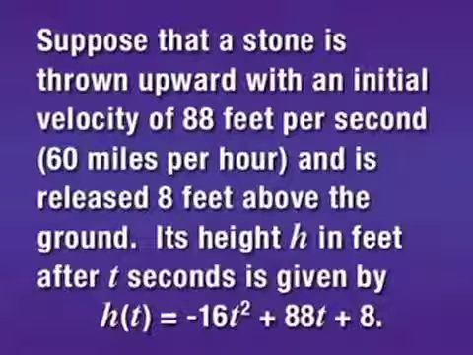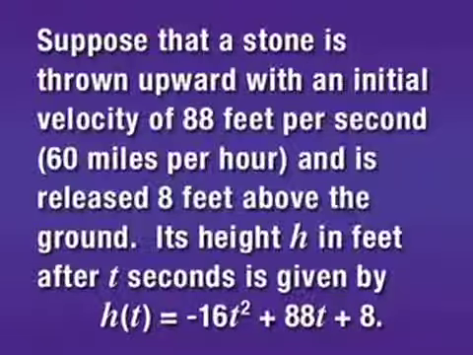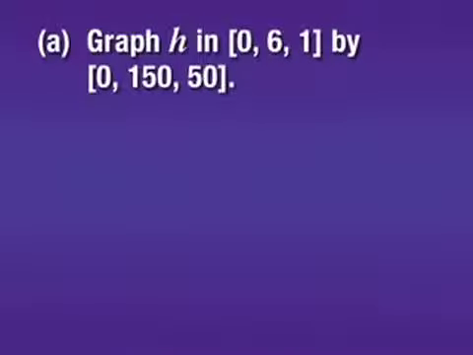Suppose that a stone is thrown upward with an initial velocity of 88 feet per second, which is 60 miles per hour, and is released 8 feet above the ground. Its height h in feet after t seconds is given by h of t equals negative 16t squared plus 88t plus 8. A. Graph h in a [0, 6, 1] by [0, 150, 50] window.